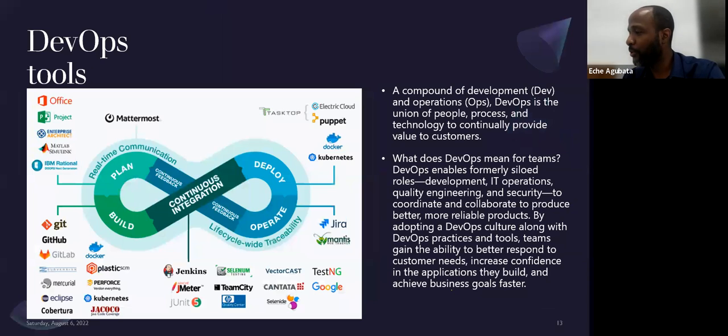I don't know if we have any questions so far. Okay, someone said DevSecOps. Okay, that's what you're trying to correct me. Thanks, Akinwale. Okay, any questions so far?